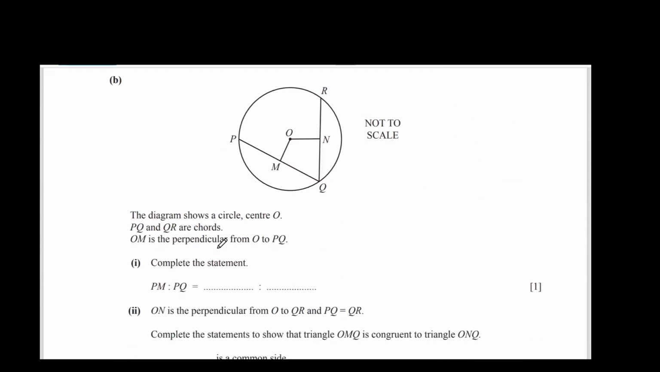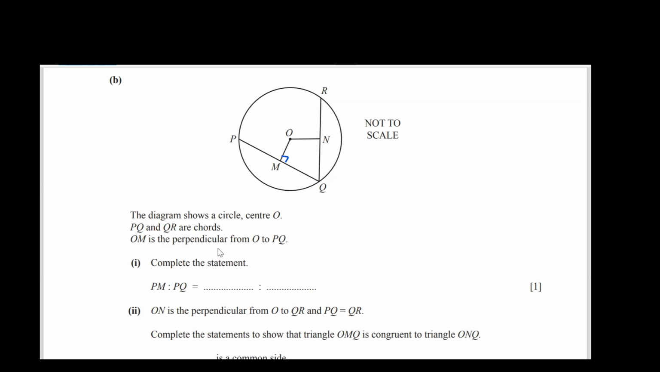The diagram shows a circle with center O. So here we have the center point O. PQ and QR are chords. So PQ and QR, they both are the chords. OM is perpendicular from O to PQ. OM is perpendicular. That means this angle over here is 90 degrees.